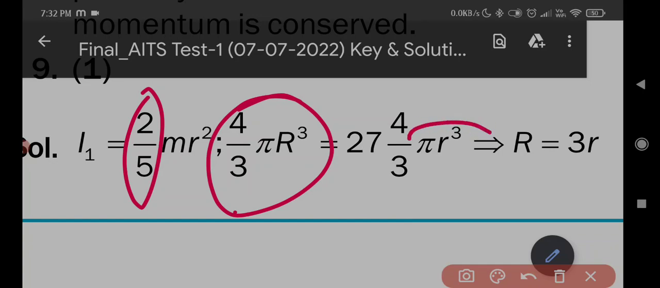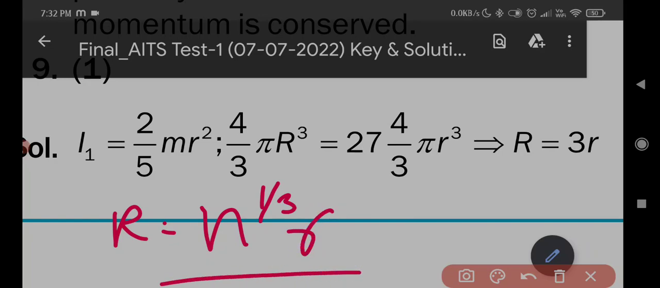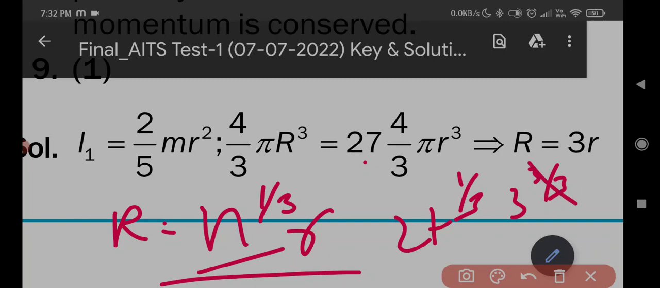So there's a relation, guys. You need to remember this relation. The relation is R is n to the power 1 by 3 times r. So remember this relation. If you put 27 here, 27 to the power 1 by 3, so 3 to the power 3 by 3, this will be 3. So R is equal to 3r.